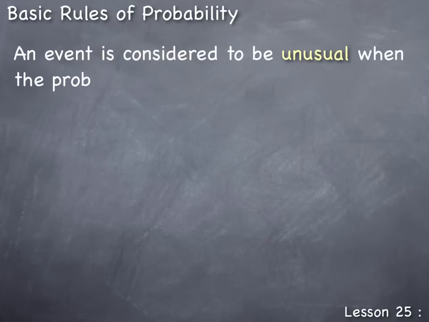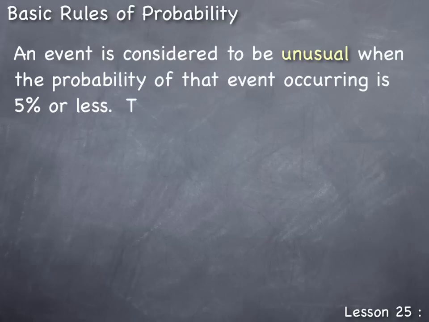An event is considered to be unusual when the probability of that event occurring is 5% or less. That is, the P of E is less than or equal to 0.05 decimal. So unusual means it doesn't occur very often. We will define an event as not occurring very often, or unusual, at 5% or less. So whenever that probability is small, 5% or less, we consider that event to be unusual.